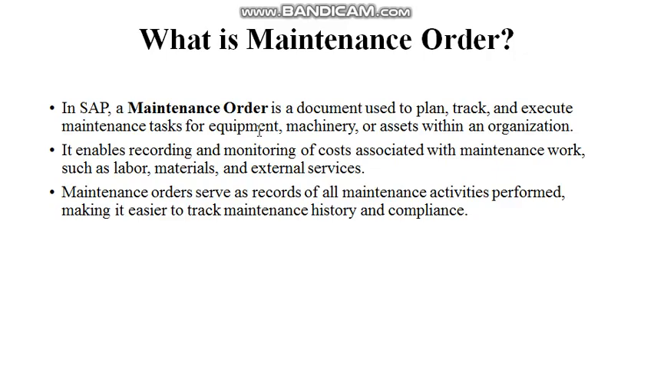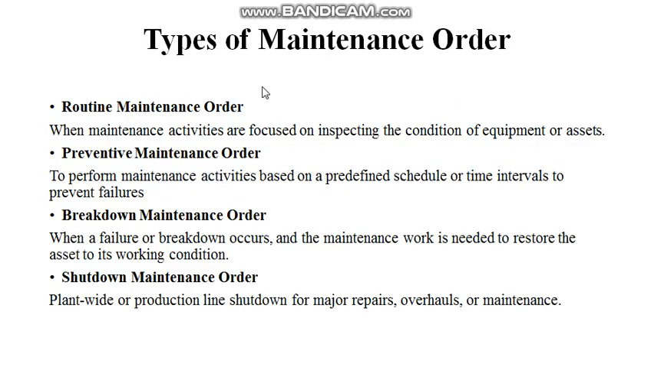It enables recording and monitoring of costs associated with maintenance work such as labor, materials and external services. Maintenance order serves as a record of all maintenance activities performed, making it easier to track maintenance history and compliance. There are different types of maintenance order.